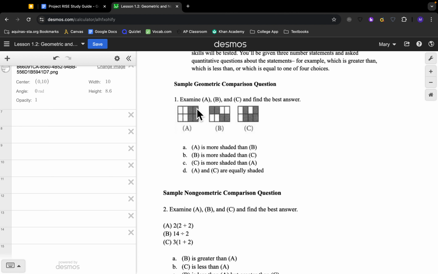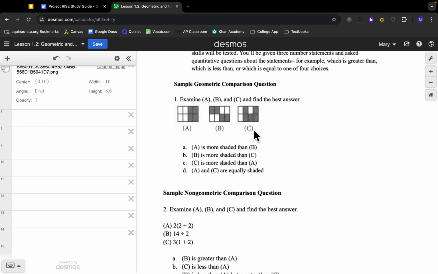So the first one, we're given 3 figures, and it is telling us to examine them and find the best answer. So let's look. We see that each of them has 8 little boxes inside. This one, in figure A, half of the little boxes are shaded, which is 4/8. In the second one, there's also half of the boxes shaded. Even though it's a little spread out, it's still 1/2 shaded.